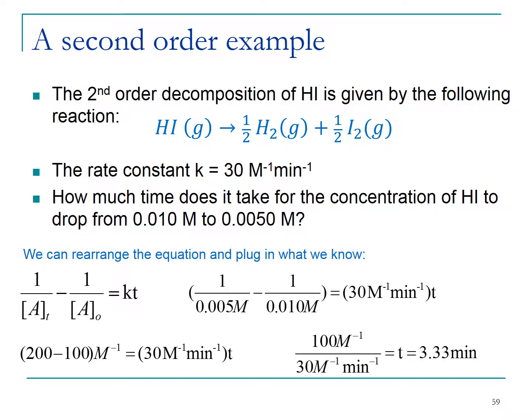Divide by 30, and we get time is 3.33. The units are minutes because our k value is in inverse minutes. So the molarity will cancel and we have our time in minutes. There's where they cancel out.